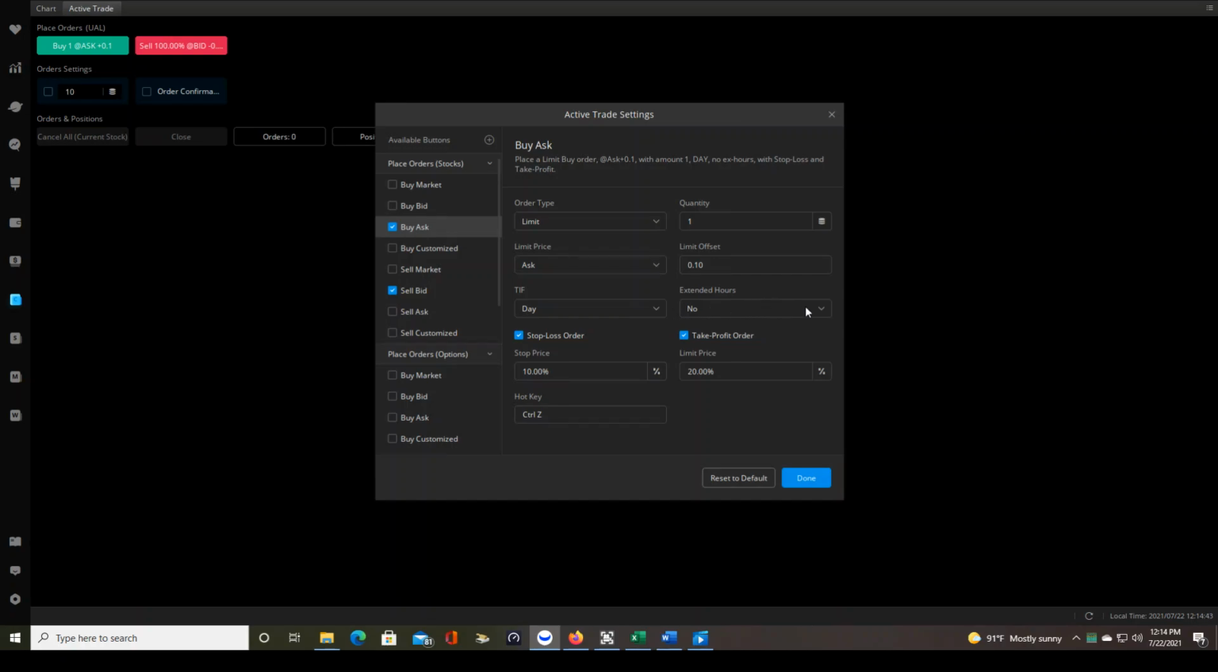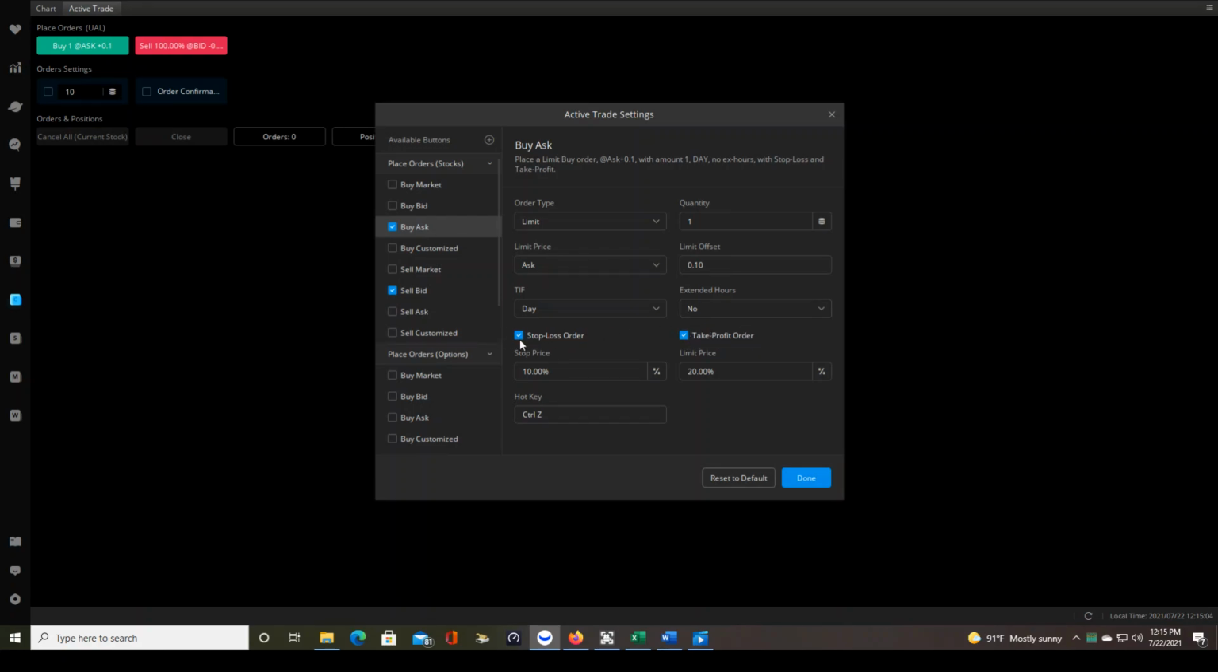So now extended hours, you want to have this set to no if you're trading during the day and you're using a stop loss and take profit order. If you're not using a stop loss and take profit order, it doesn't matter how you have it set. You can set it to yes. If you're trying to trade during the pre-market or the aftermarket, you have to have this set to yes. And then, of course, you can't use a stop loss and take profit order.